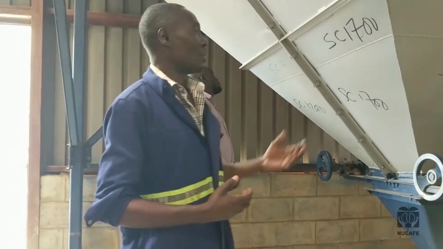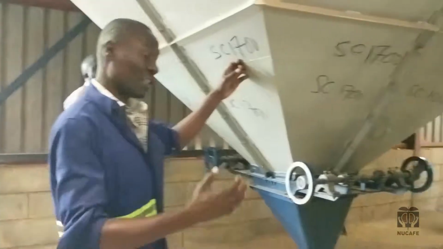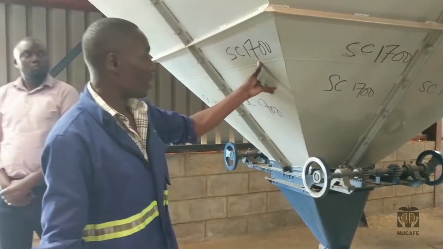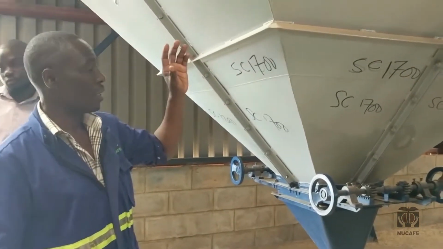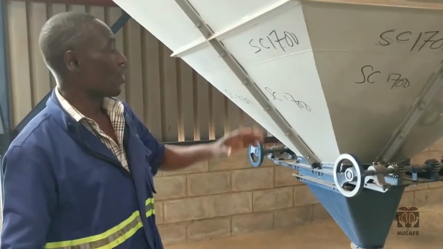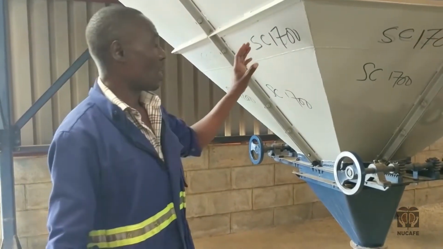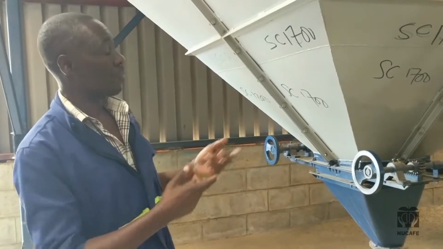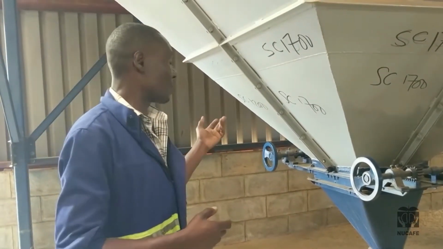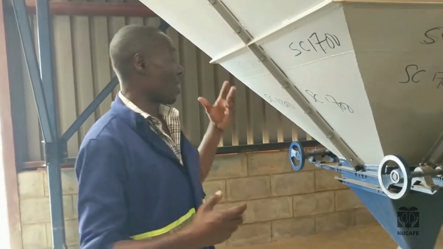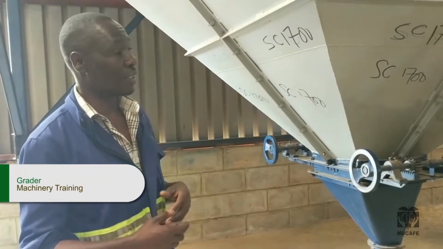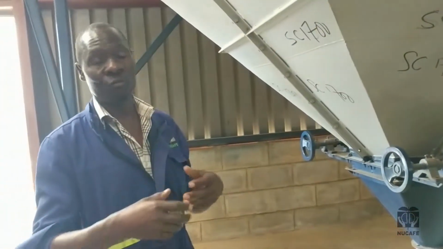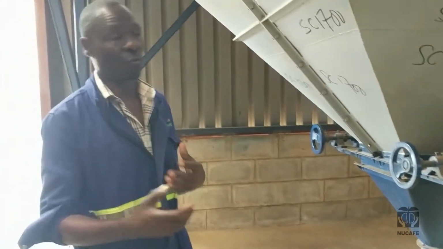For example, in 10 tons of coffee, we are now able to tell that in 10 tons, we have like 5 tons of screen 12. We have 2 tons of screen 15. We have 1 ton of screen 18. We have like 800 kilograms of screen 17, and so on and so forth.